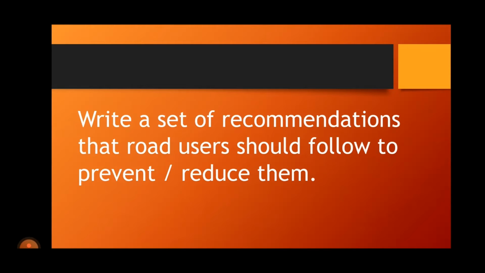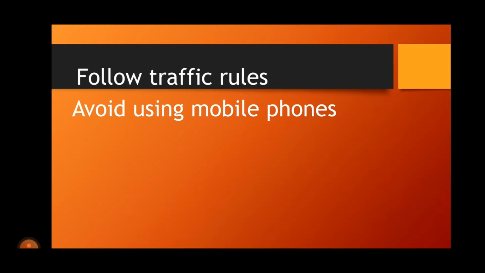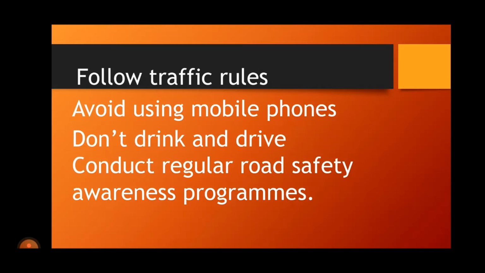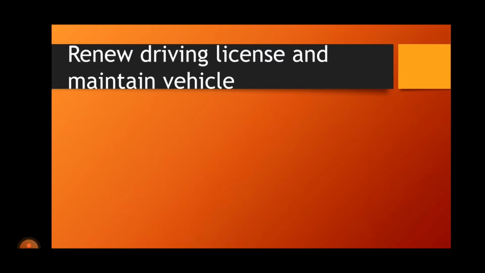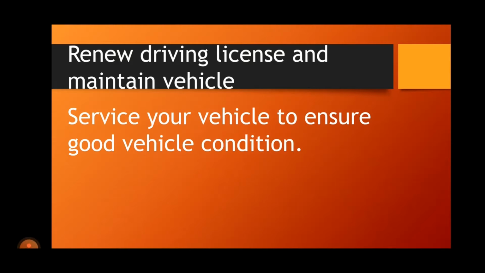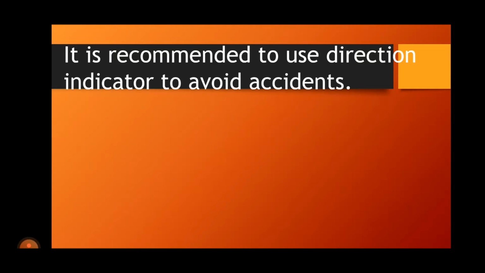Write a set of recommendations that road users should follow to prevent and reduce accidents. See here, follow traffic rules. So automatically, what will you write? You can try that. Avoid using mobile phones. Don't drink and drive. Conduct regular road safety awareness programs. Park your vehicle properly. Now you see renew driving license and maintain vehicles. Service your vehicle to ensure good vehicle condition. Use direction indicator. Now you can write it is recommended to use direction indicator to avoid accidents.